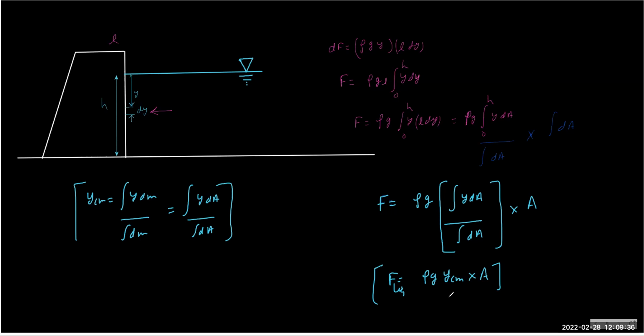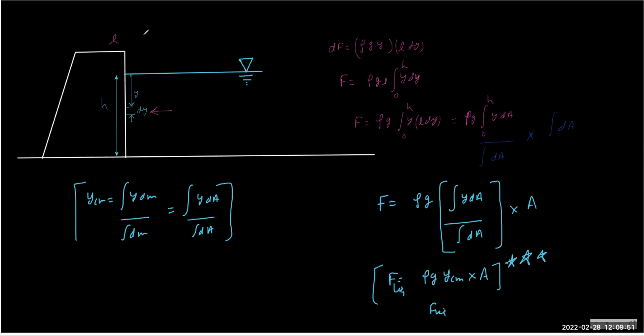Is this clear? Yes, you have to just use this formula directly. So find the pressure at the center of mass of the given area on which you want to find the force and multiply with the whole area. And if you apply the same, what can you write?